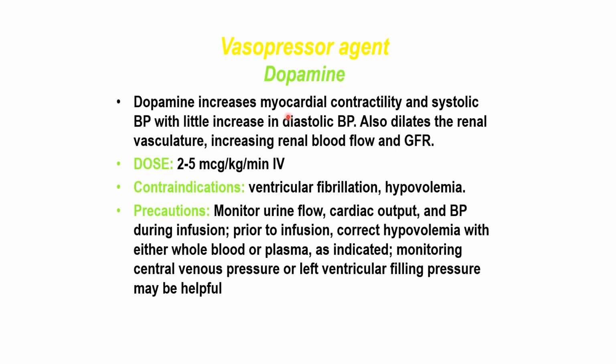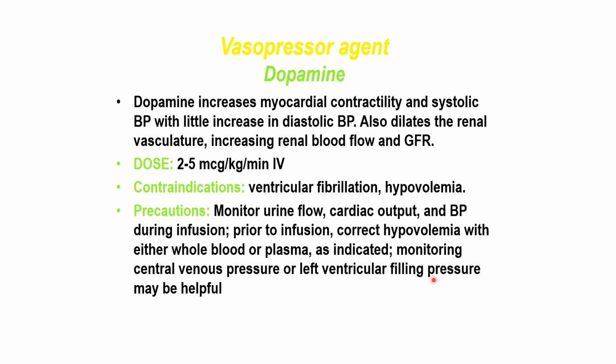For increasing the myocardial contractility and restoring the systolic and diastolic blood pressure, we can start to give dopamine. This dopamine will increase the renal blood flow, and in that way it will increase the glomerular filtration rate also. The dose of dopamine is 2 to 5 microgram per kilogram per minute IV. The contraindications for dopamine use are ventricular fibrillation or severe hypovolemia. In these cases, you should not start the dopamine.